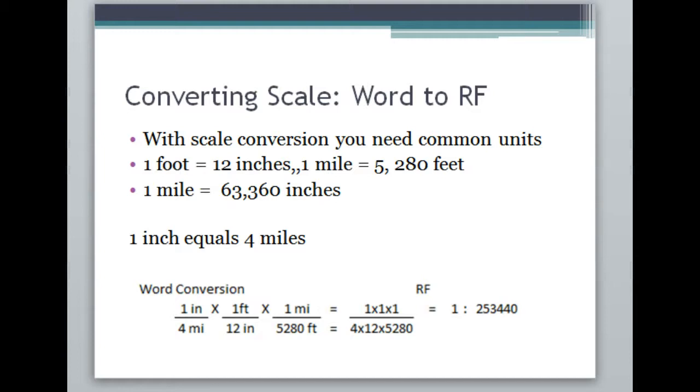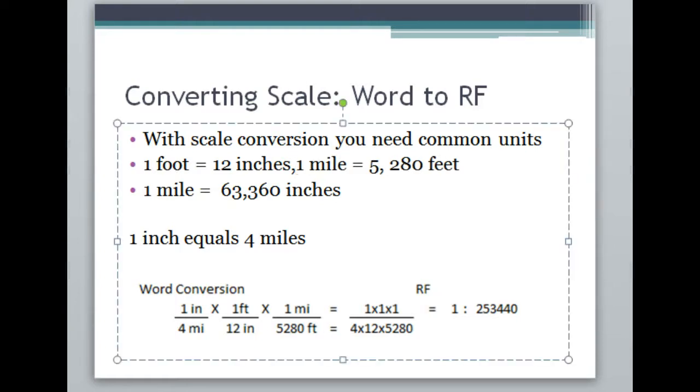So I want you to be able to convert, because sometimes, as I said, a ratio scale isn't that helpful to really use to measure things. So if you're converting from a word scale to an RF, the first thing you need to do is to make all of your units the same. And so you need to know 1 foot equals 12 inches, and 1 mile equals 5,280 feet. And also, some people may not remember that there are 3 feet in a yard. That would be helpful to put in here.